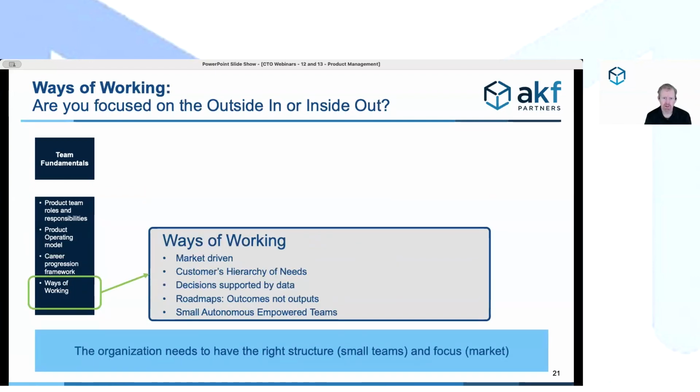So the ways of working, we're going to walk through these: that you're market driven, you understand the customer's hierarchy of needs, you make decisions supported by data, and that your roadmap is focused on outcomes and not outputs. So we've already covered those. We're going to focus a little bit more on what market driven means.